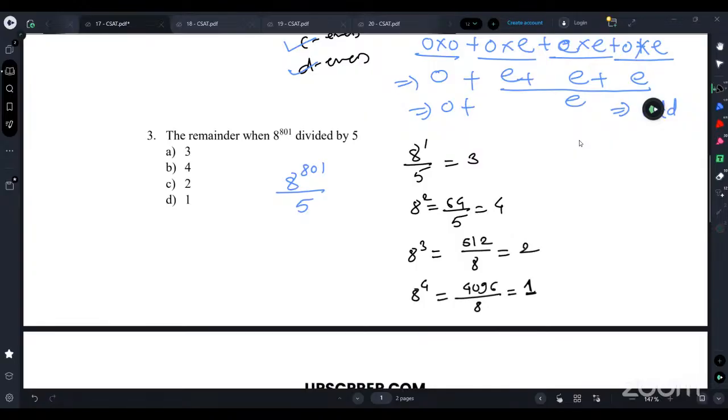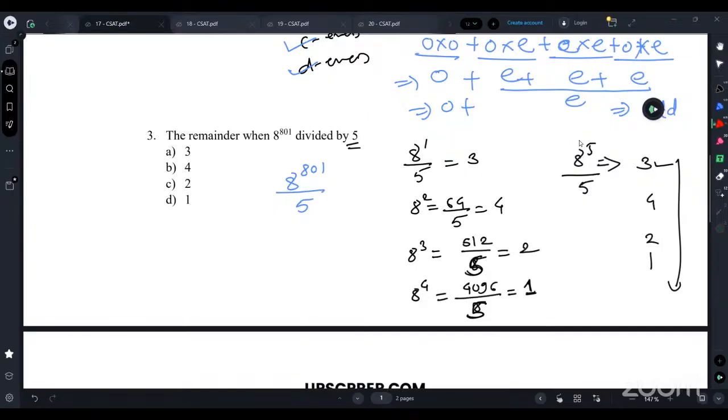Sorry, we are dividing by 5. We want to divide by 5. My bad. So 4, 1. Now, see guys, 8 raised to 5 will be a very big number. But if you divide it by 5, you will again see that the remainder starts from 3. So 3, 4, 2, 1 will be the pattern. Once you get the 3, you can understand that this 3, 4, 2, 1 cycle is getting repeated, right?